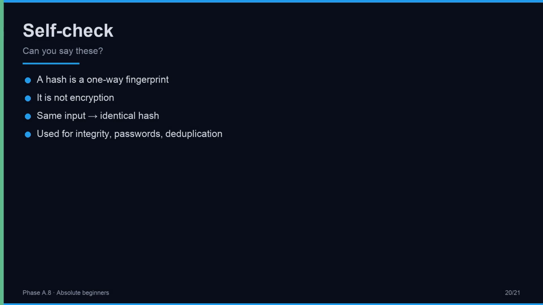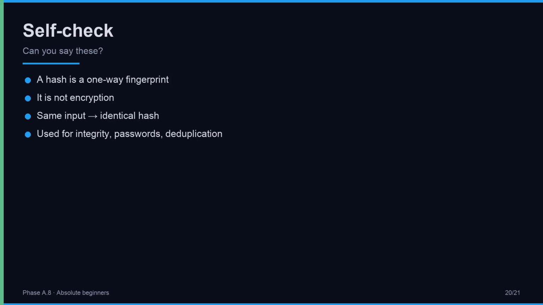Quick self-check. Can you explain in one sentence what a hash is? Can you say why hashing is not the same as encryption? Can you name the 4 key properties? Can you list 3 real places hashing shows up in everyday software? If any of these feels shaky, rewatch the matching part. This is the foundation of every protection technique that comes after.